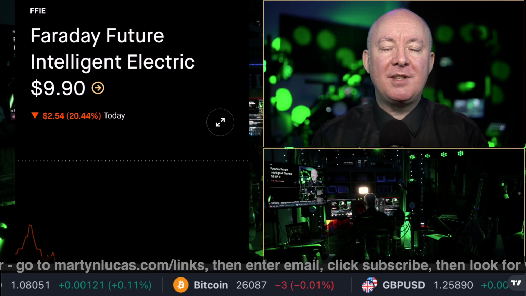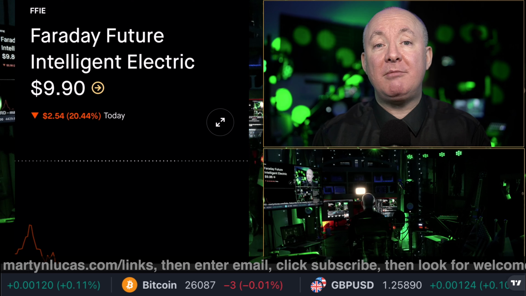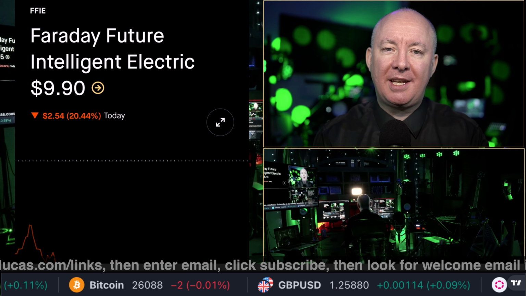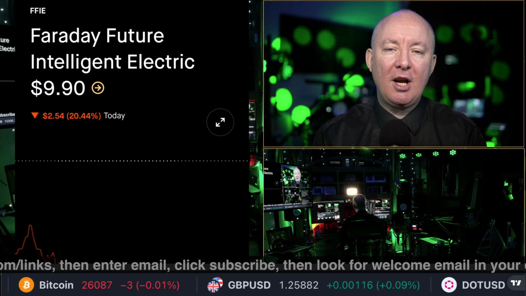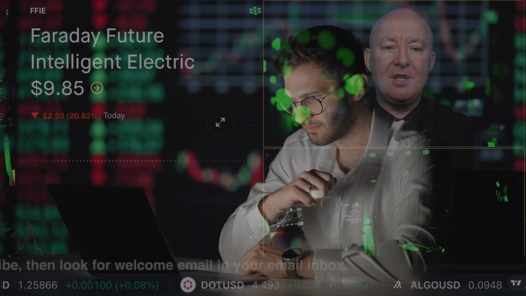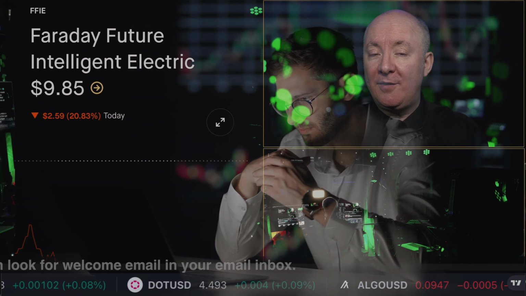Faraday today have done a reverse split. First of all, what is a reverse split? A reverse split is done to keep the stock on the index. If it goes below $1 for a certain period of time, it'll be taken off the exchange and can't be traded on the stock market in this way. So it needs to increase the stock price. How it does that is what's called a reverse split, the very opposite of a forward split.